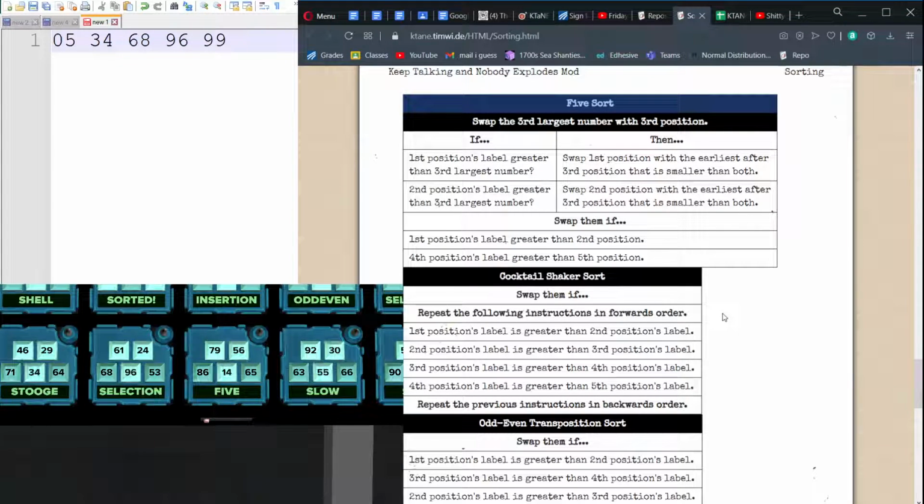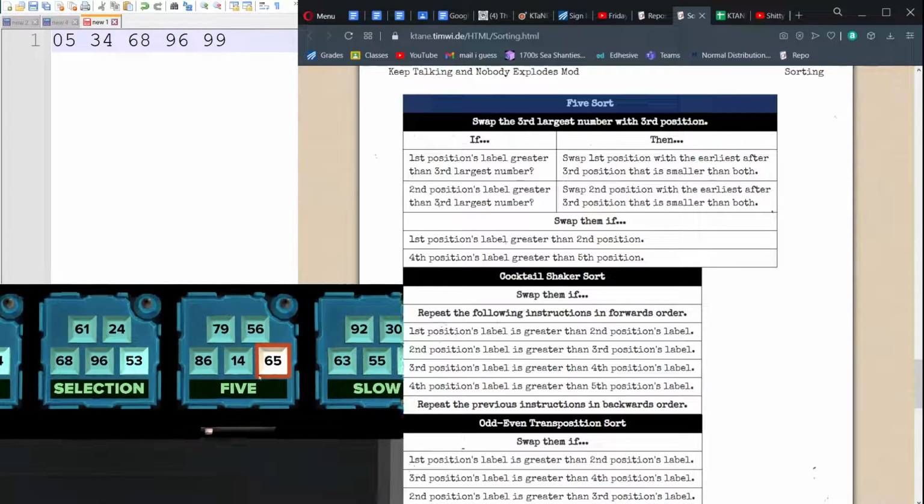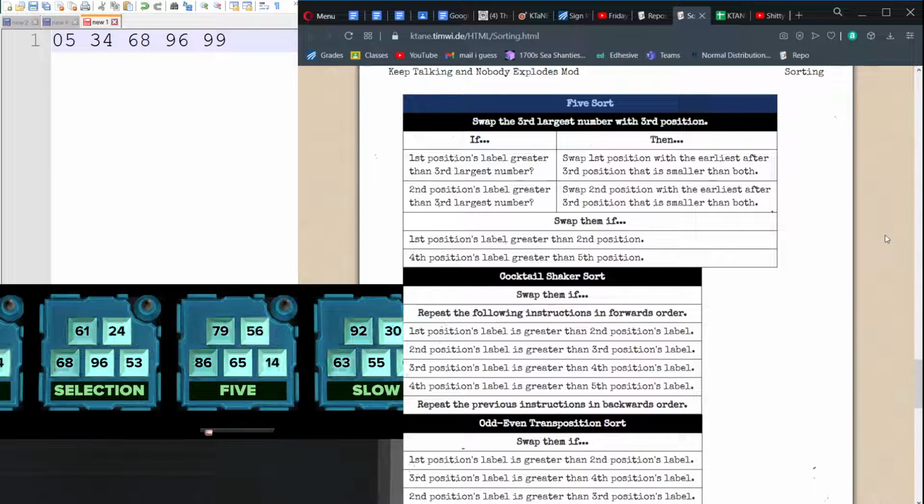Let's see. So we're going to swap the third largest number with the third position. It acts as a sort of barrier. Like we're going to compare the left half and the right half. So let's see. If the first position label is greater than the third largest number, then we're going to swap 1 with the earliest after the third position that is smaller than both. So basically we have this 86, and the earliest is going to be this 56. And then 2, and then we do the same with 2 and 3.